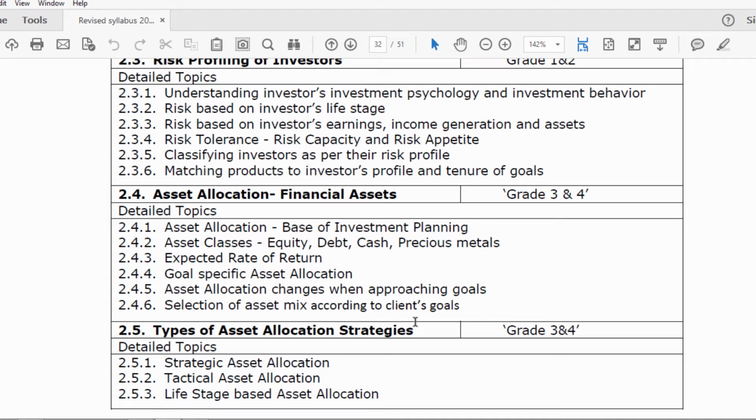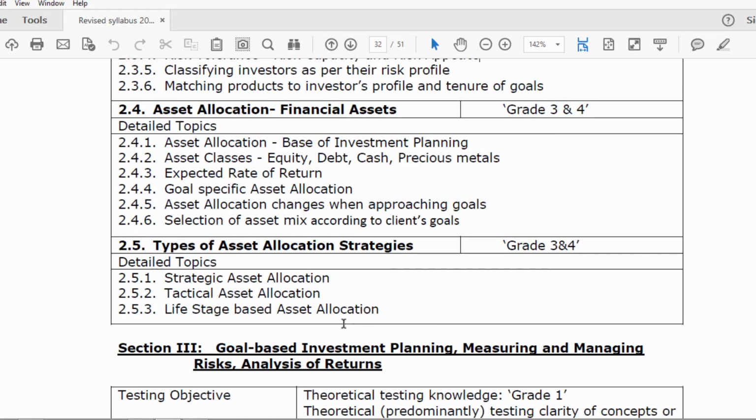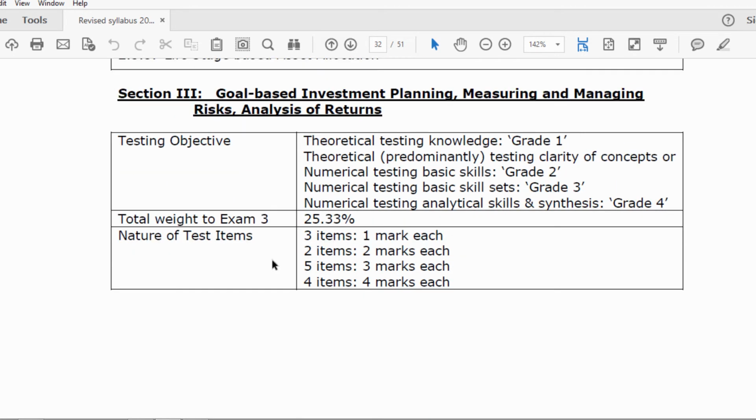Another one is types of asset allocation strategies. These are, we can say, the most popular strategies: strategic asset allocation, tactical asset allocation, and life cycle based asset allocation. And this is the same asset allocation which we are going to come across while we study the national pension system. Fine. So these are the types of asset allocation strategies, and be ready for questions from this. Now, which kind of questions they ask, I'm going to highlight. But as of now, we are understanding only the curriculum.